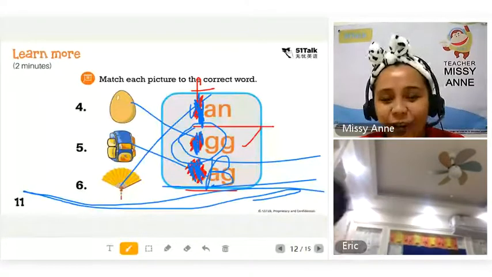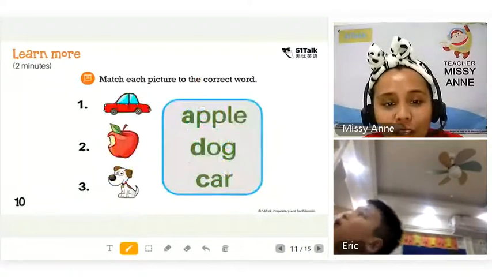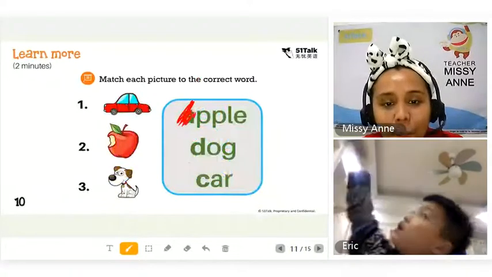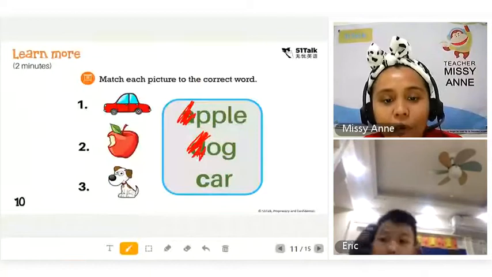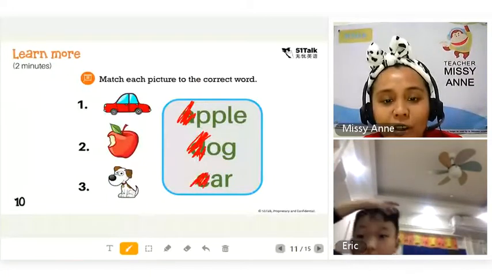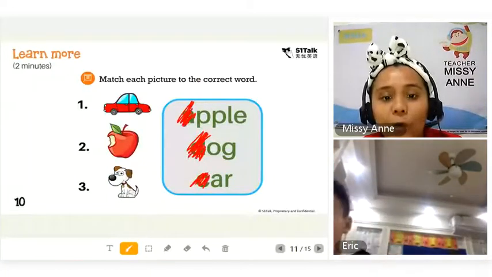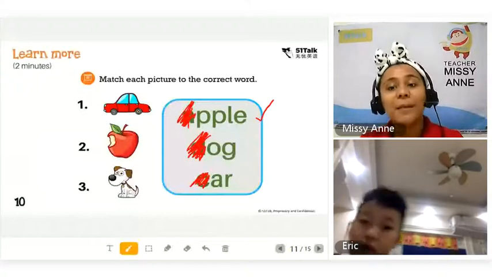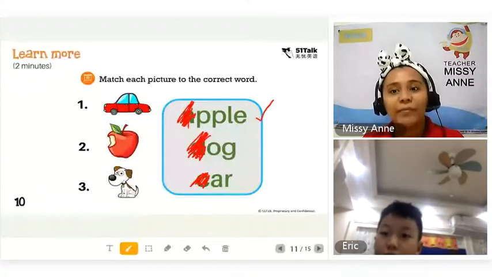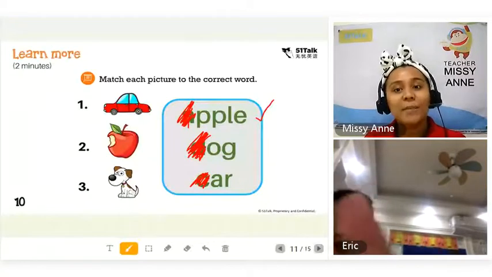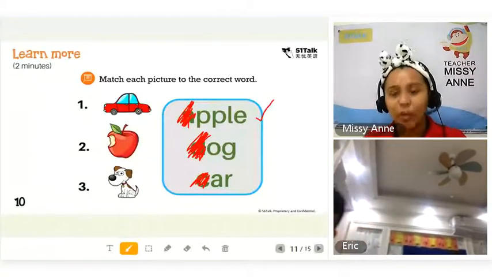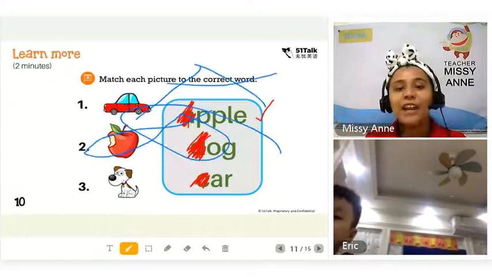Very good, Eric. Okay, now, let's have a look at this. Look at the words, Eric. Okay, write the missing letters. Car. Oh, this one. What is the missing letter for apple? Apple. Oh, what is the missing letter? A. Oh, write A. Let's write A.